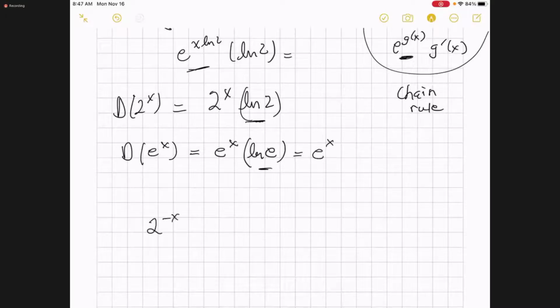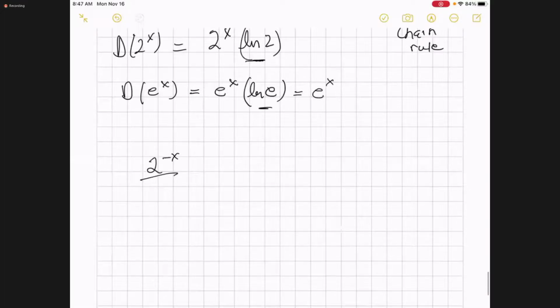What's 2 to the minus x? What does that look like? I would use that other graph, but it's kind of gotten messy with all the overlays. Well, it's just 1 over 2 to the x. That's another way to look at it. But let's plot some points.